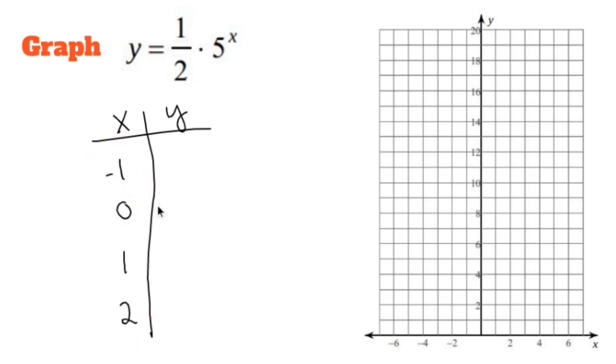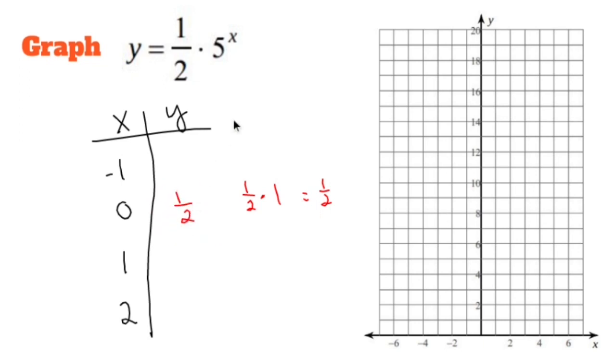Now I'm going to plug in 0 for x. I'm going to do that a little bit mentally, but also write a little bit off to the right. So if I plug in 0 for x, that's going to be 1/2 times 5 to the 0th. Anything to the 0th power is 1. So that gets me half of 1, which is a half. So plugging in 0 gets me a half.